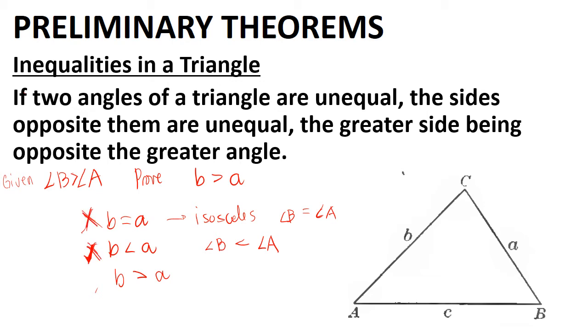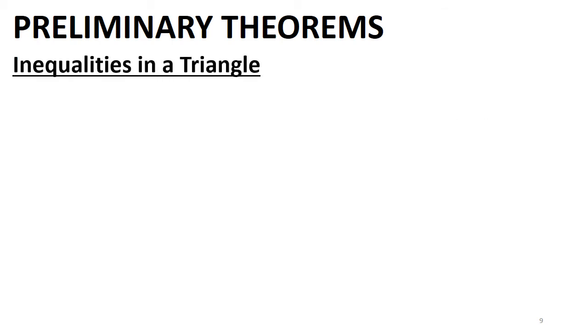So, hindi rin pwedeng mangyari itong pangalawang option. Therefore, since tatlo lang yung pwedeng option and yung dalawang option is hindi na pwedeng mangyari, isa na lang talaga yung pwedeng mangyari. That is, b is greater than a. And yun, na-prove mo na if two angles of a triangle are unequal, the sides opposite them are unequal, and the greater side being opposite the greater angle. Ganun lang siya kadali.